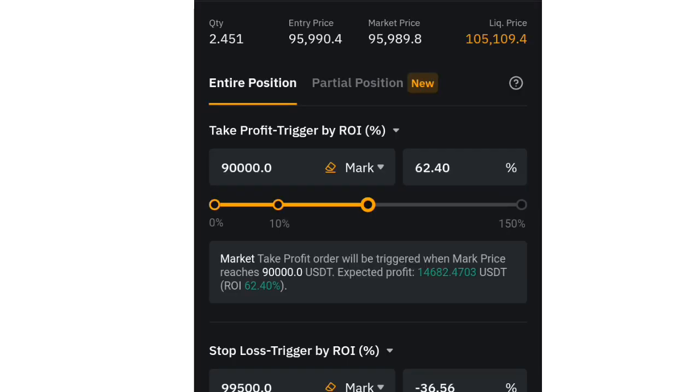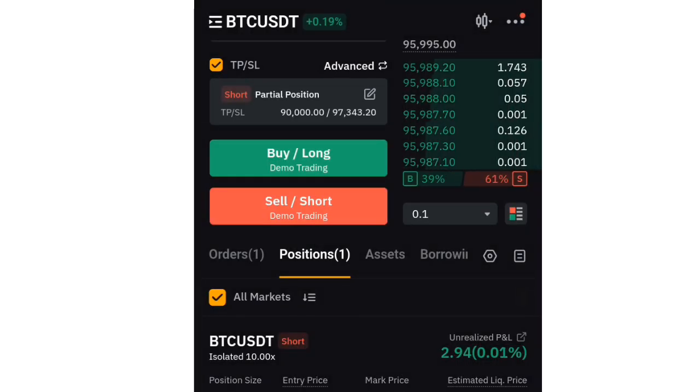So our take profit, like I said, if you are selling, your take profit should be below your entry price. Then your stop loss should be above your entry price. So we have confirmed this already, and this is it. You can see it here. So this one in green is the take profit. This one in red is the stop loss. So that is just it on how to trade on derivative.